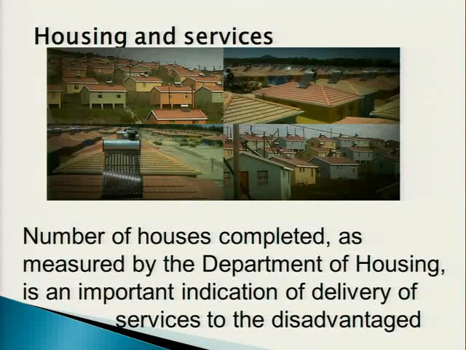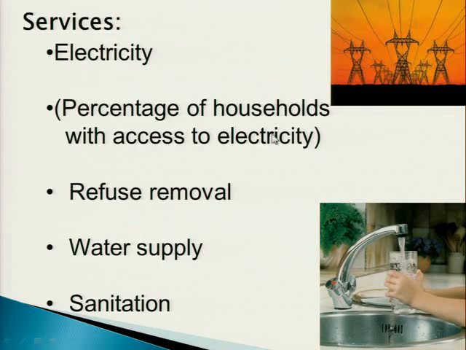Right. There you have housing. The government is providing a lot of housing to people in this country, and they are providing it to previously disadvantaged people. There you can see that these houses are provided with solar energy. They are also provided with telephone lines. So this is some of the services delivered by the government. The first one, as I just said to you, is electricity.